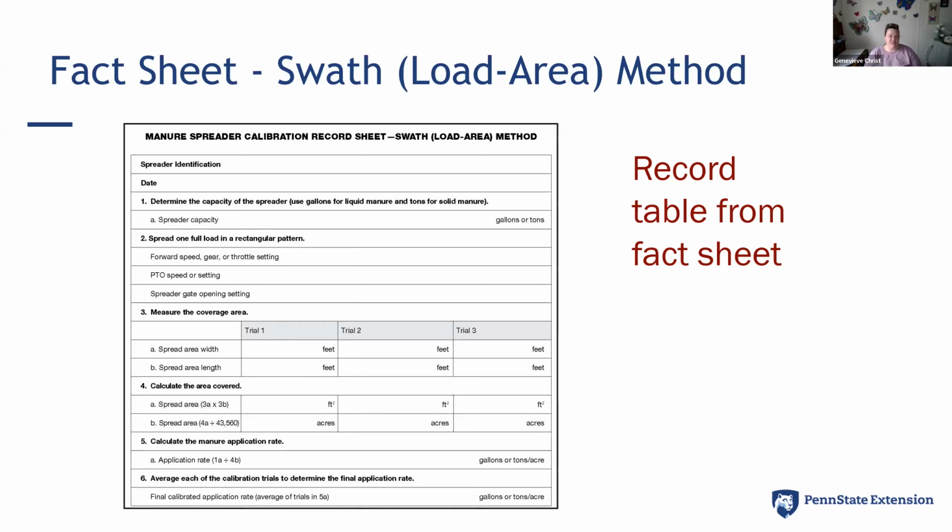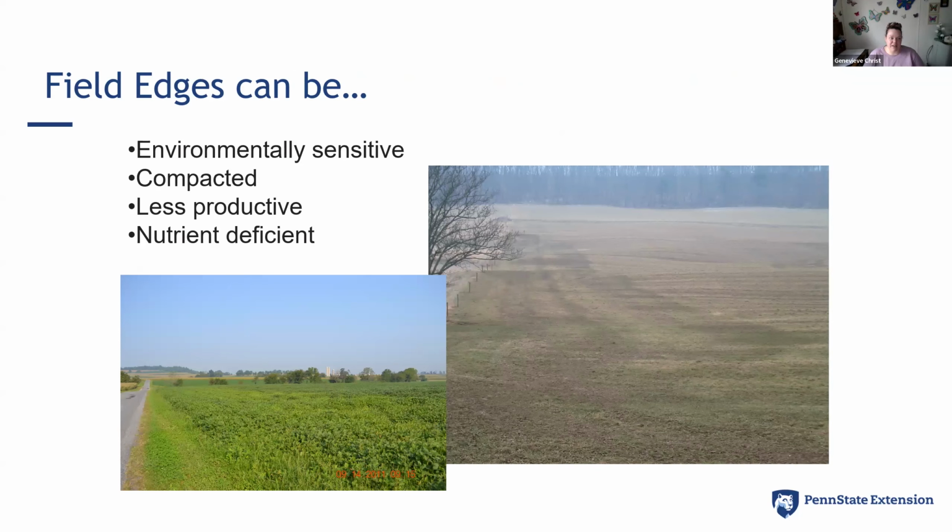And you have that record sheet that says this, and that again goes with the ACAP 38 nutrient management plan, or can be given back to the farmer and kept with all of their manure records, their manure management plan, things like that. Field edges can be complicated, right?